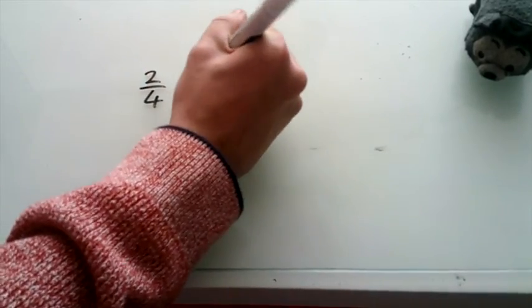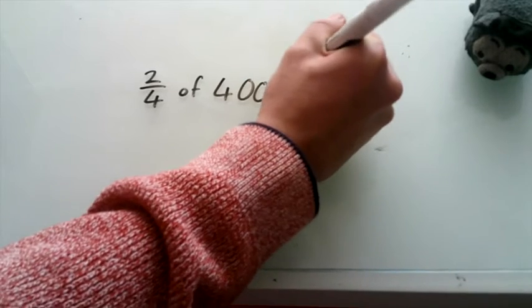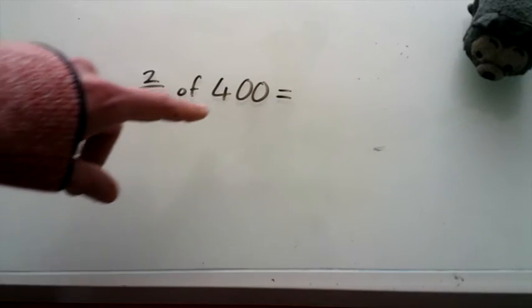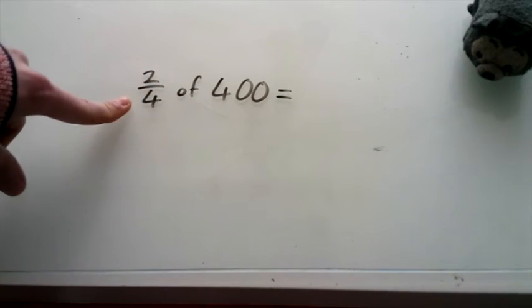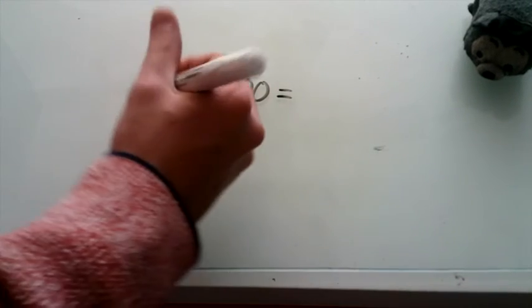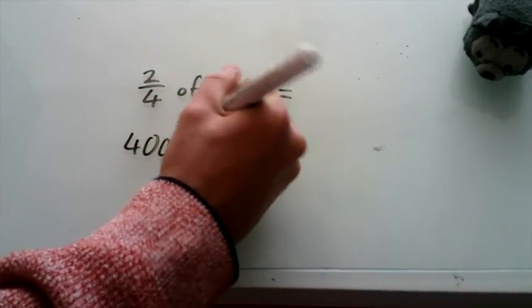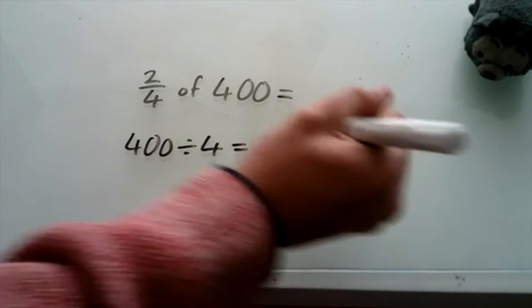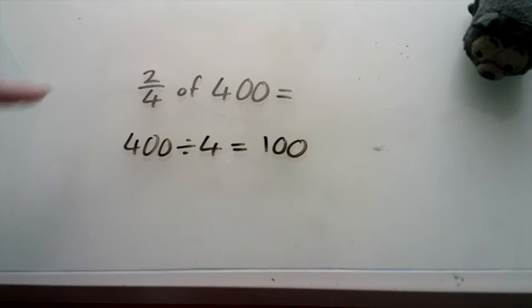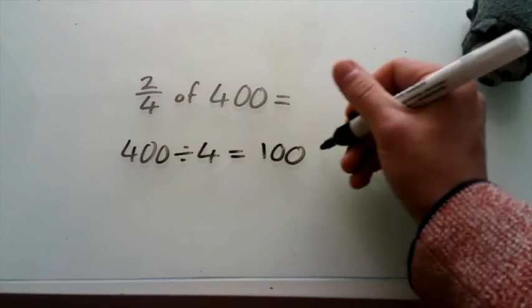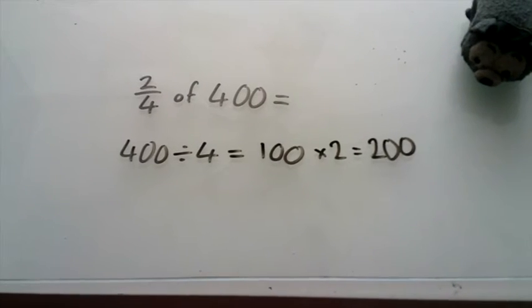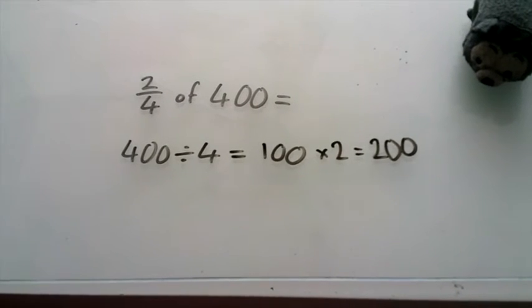2/4 of 400. So we work it out by doing 400 divided by 4. So 400 divided by the denominator, which is 4, which will give us 100. And then times by the numerator. So we then times it by 2, which will give us 200. Is this starting to make sense?